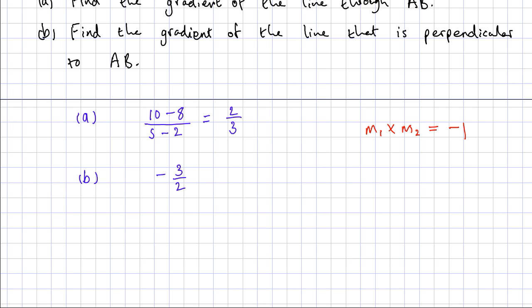And let's just check that. So if I did 2 over 3 times -3 over 2, well, I know I'm going to get a negative value. And 2 over 3 times 3 over 2 is 1, so it's going to be -1. So the gradient of the perpendicular line is the negative reciprocal of that. So it's -3 over 2.